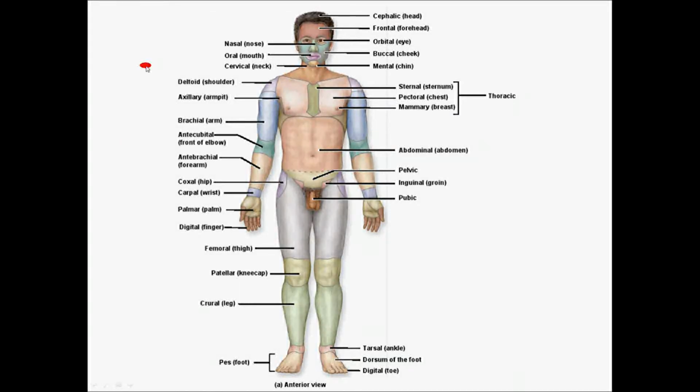Here is an anterior view, or a view from the front, of the regions of the body. These are surface regions. They are things such as the nasal or oral, axillary or brachial, palmar or digital, patellar, pubic, pelvic, thoracic, broken down into sternal, pectoral, and mammary, or things such as the orbital. In addition to the anterior regions, we also have posterior regions as well.